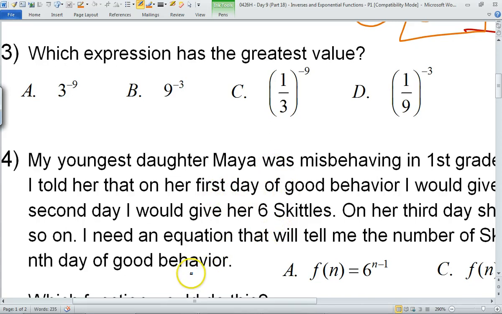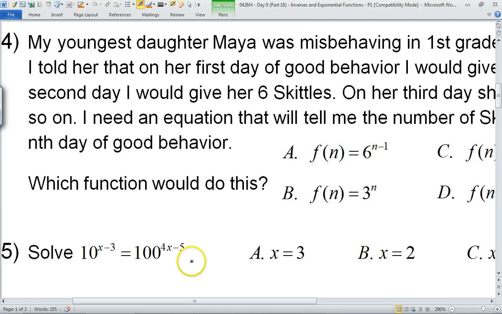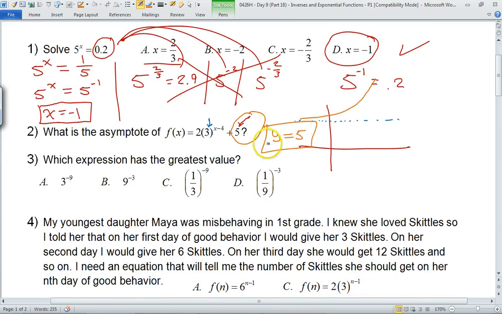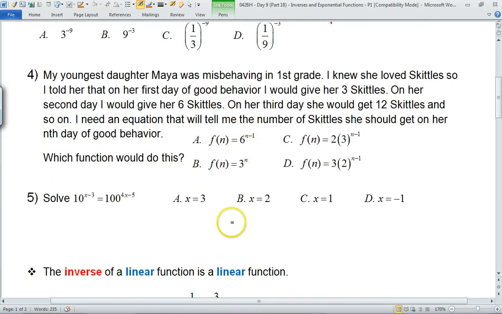Okay, looking at number 4. My youngest daughter was misbehaving. True story, except for the Skittle part. Sorry, Maya, I don't mean to put your business out there. Too late, it's on YouTube. My youngest daughter, Maya, was misbehaving in 1st grade. I knew she loved Skittles, so I told her that on the first day of good behavior, I would give her 3 Skittles. And on the second day, I would give her 6 Skittles. And on the third day, she would get 12 Skittles, and so on.